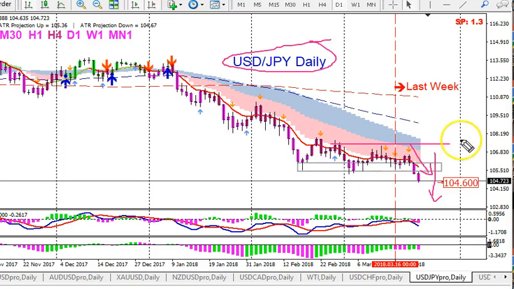I don't have anything to the upside, although if you think price is going to go higher, then you'd have to wait for price. See this area right here? You'd have to wait for price to come above this level for a possible reversal to the upside. However, my bias is to the downside.